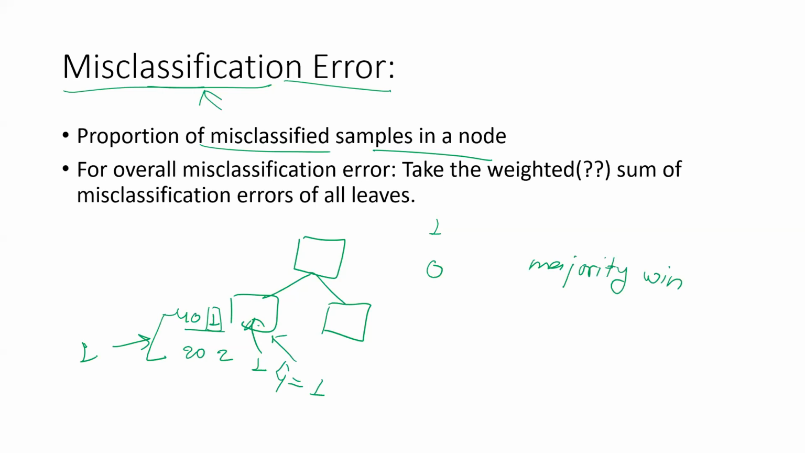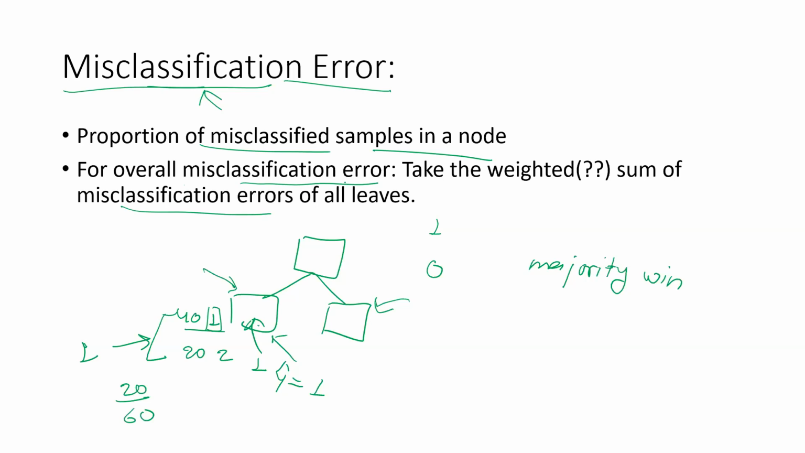So what is the misclassification error for this? It's going to be 20 by 60, the proportion of misclassified examples in that leaf. So overall, this is the misclassification error of this node. Similarly, for this node, you can find the misclassification error. Will it be 20 by 40 or 20 by 60? Sorry, it's going to be 20 by 60.